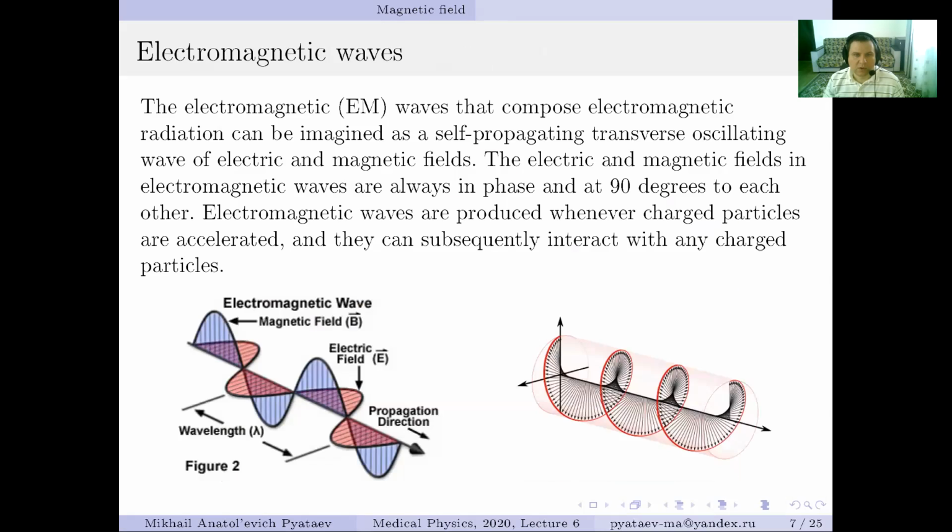We spent a lot of time on the magnetic field. Now our next topic is electromagnetic waves. So the electromagnetic wave is a type of electromagnetic field in which the oscillating electric field creates magnetic fields, and the oscillating magnetic field creates electric fields.